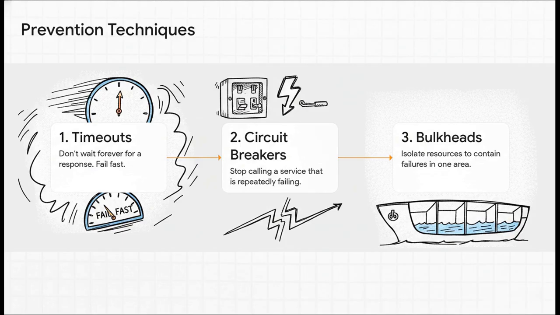This is just like the fuse box in your house. If a service keeps failing, the circuit trips, and we temporarily stop sending it any more traffic. And third, bulkheads. Think of the watertight compartments on a ship. They isolate resources so a failure in one area doesn't sink the whole boat.